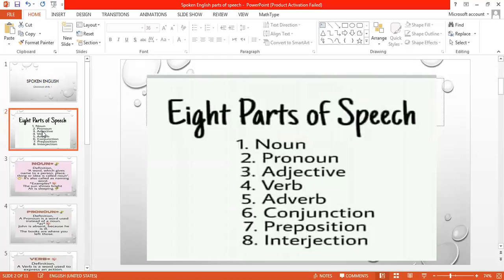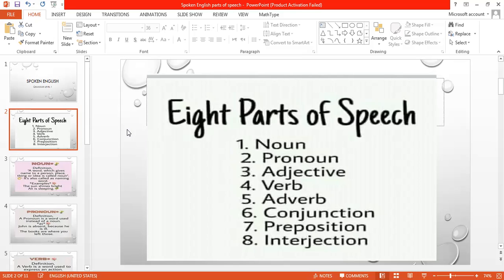So these are 8 parts of speech, and they are a basic pillar or basic foundation of the building of the English language. So if we do not understand these basic parts of speech, it's difficult for us to move forward and understand a language in a better way. Most of you are familiar with parts of speech.